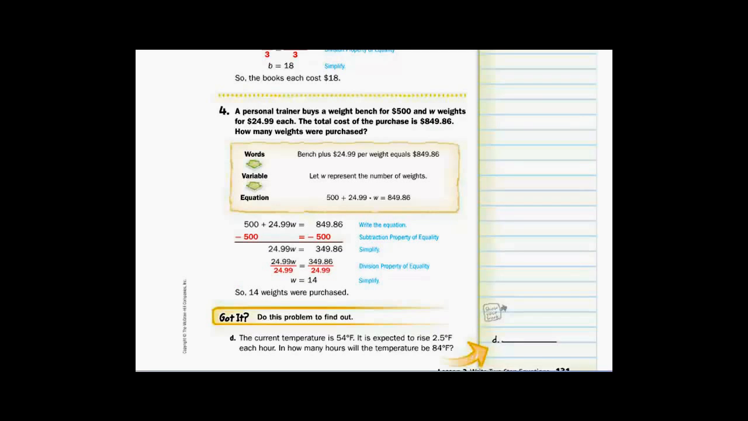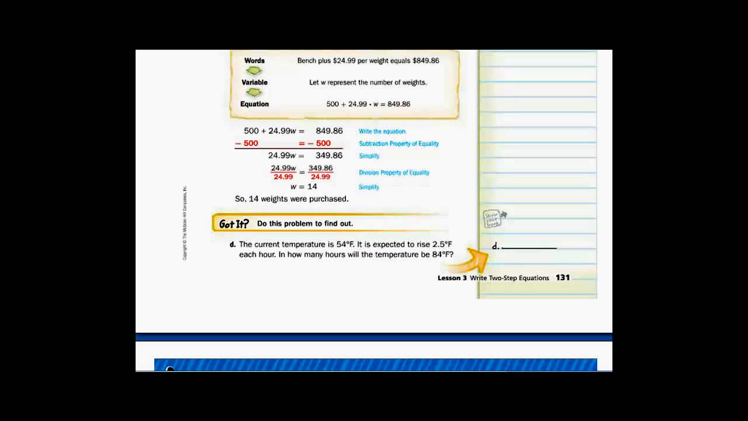Pause it and try D. It says the current temperature is 54 degrees. It's expected to rise 2.5 degrees each hour. How many hours will the temperature be? So again, what are you being asked to find? You're being asked to find the number of hours.